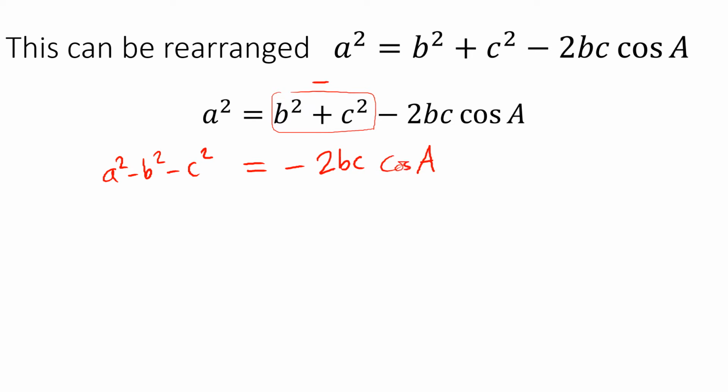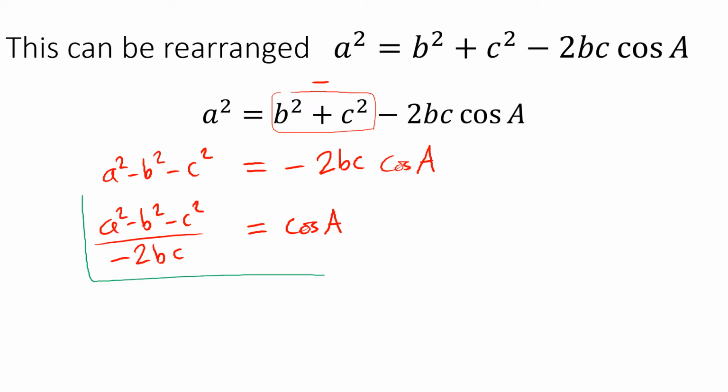So I subtracted them. Next thing I want to do, if I want to get cos A on its own, is divide by this minus 2bc. So I'll end up with a squared minus b squared minus c squared all over minus 2bc, and that will give me cos A. So yeah, that is our rearrangement.